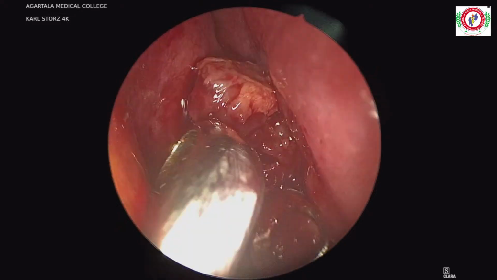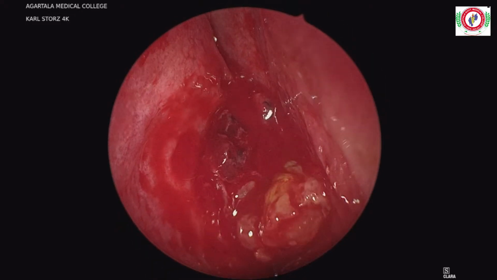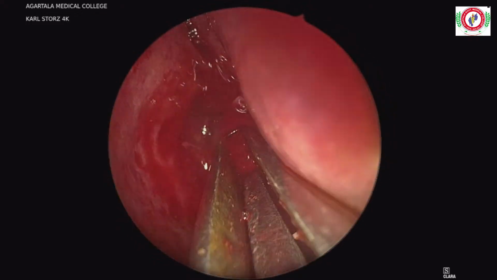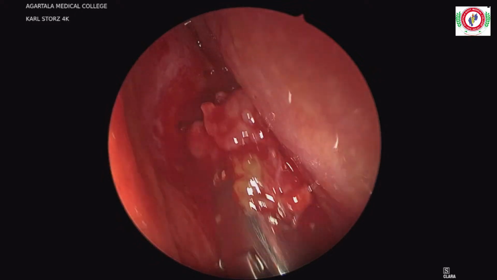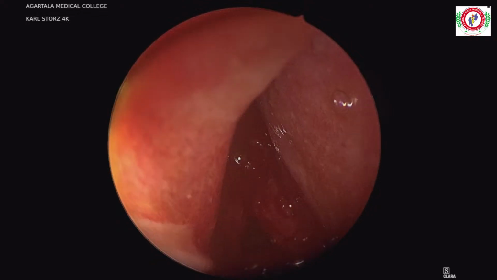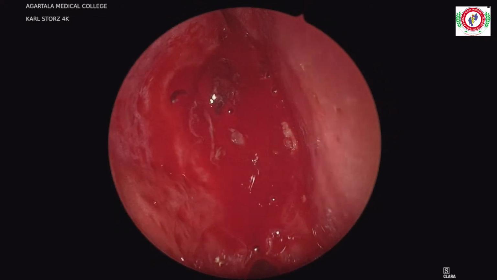So I am using Luc's forceps. See, this is my Luc's forceps. It's a friable mass. It needs to be cleared quickly. Yes. So I'll take a biopsy and then I'll quickly remove this mass from the nasal cavity.